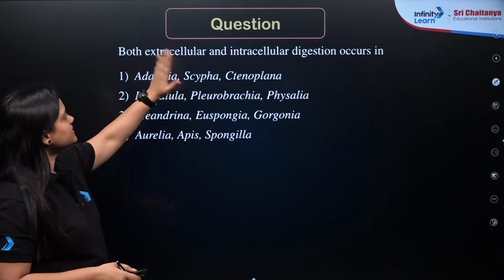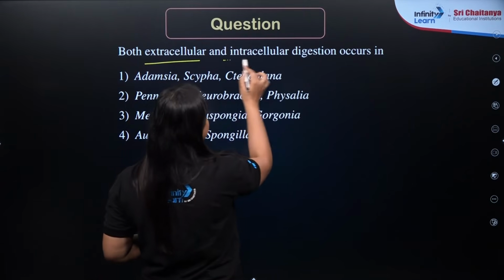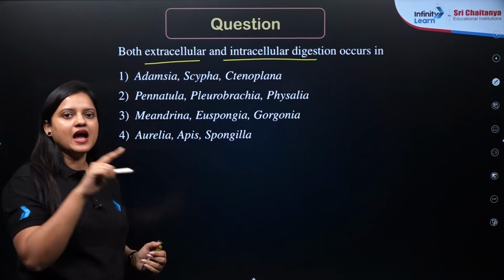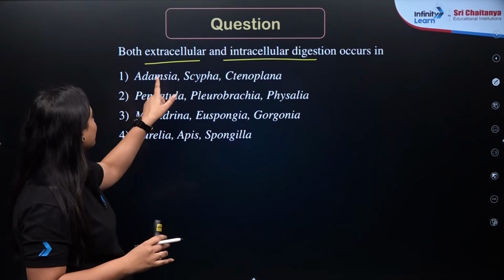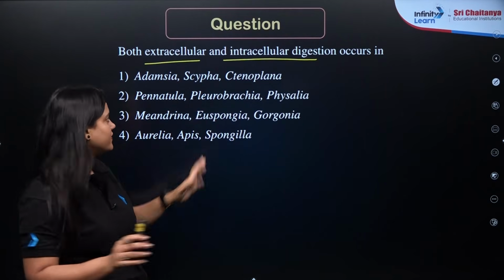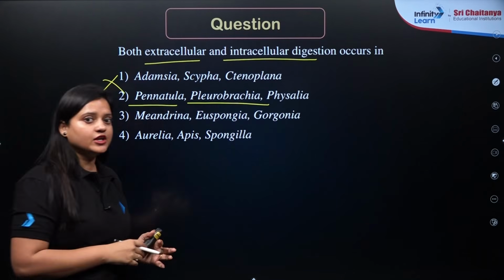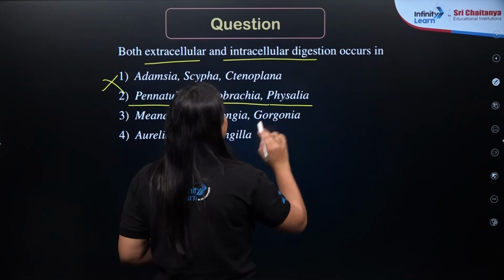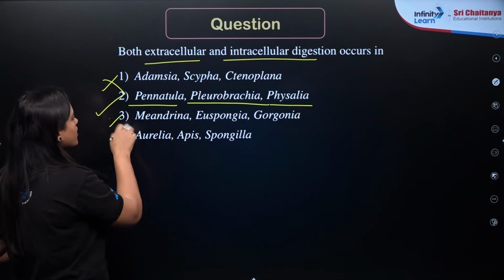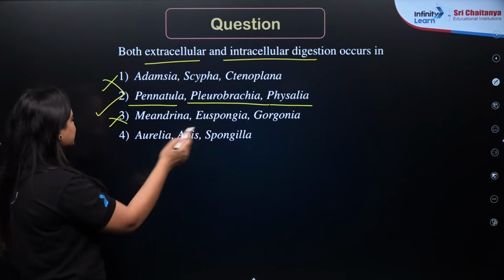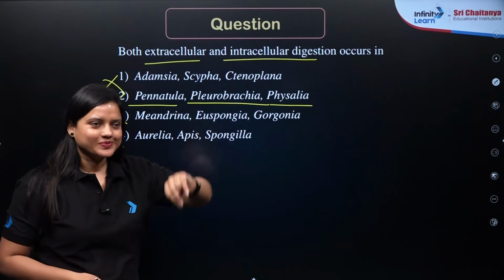Next. Both extracellular and intracellular digestion occurs in. Very interesting question. So extracellular digestion and intracellular digestion occurs in Cnidaria and Ctenophora. So we need to find out which ones are Cnidaria and Ctenophora. So here we have Adamsia, Scypha, not in Porifera. So we will eliminate this. Pennatula, sea pen, Pleurobrachia, Ctenophora, sea gooseberry, and Physalia, Portuguese man of war. So yes, this is the correct answer. Meandrina, brain coral, Euspongia, sponges, then Aurelia, Apis, honeybee, no. So we got our answer. Correct answer here should be 2.